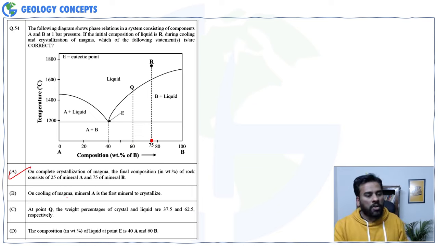On cooling of magma, mineral A will be the first to crystallize. If you cool the magma, it is intersecting the liquidus of B. So obviously B will crystallize first. So this is wrong.